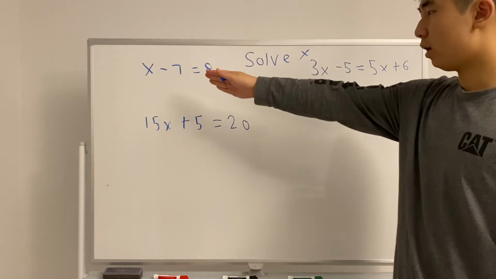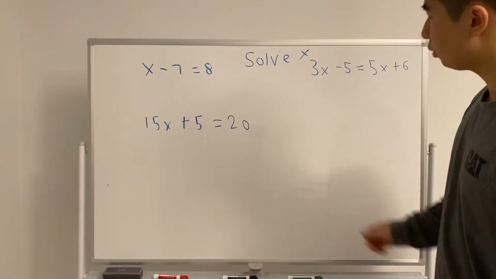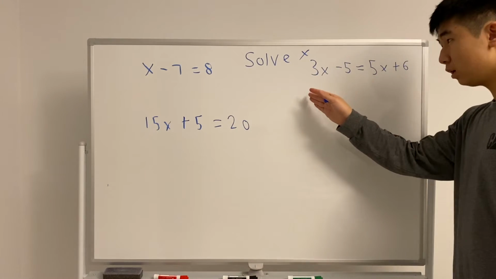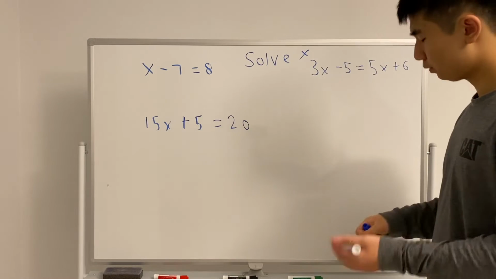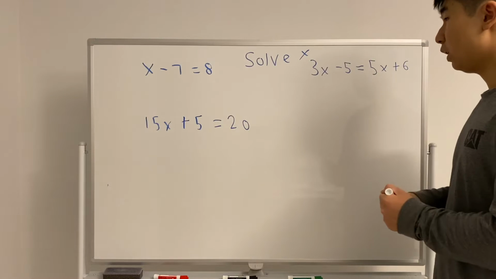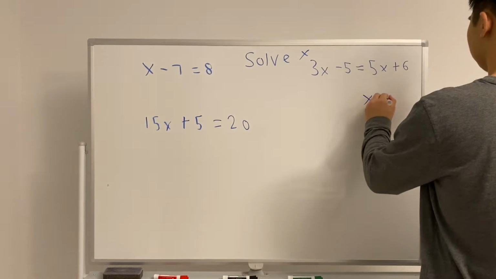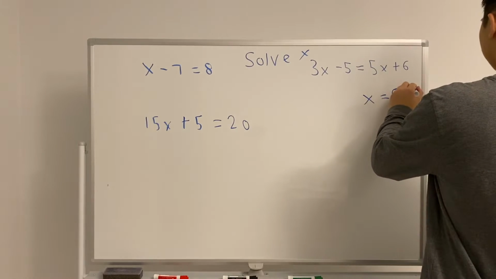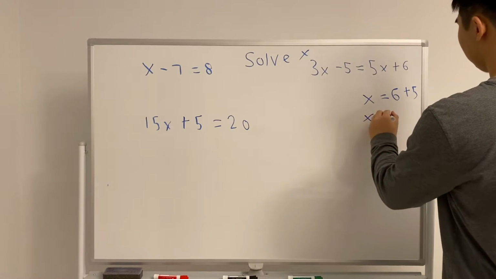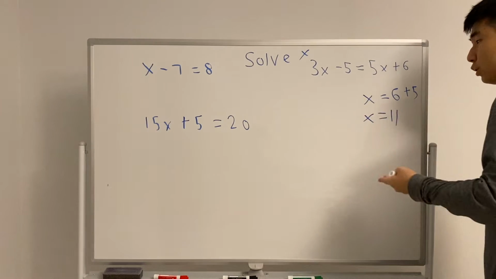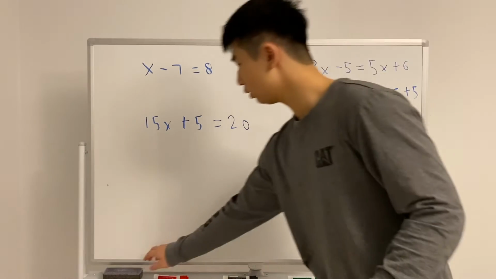So starting off with the top left one, x minus 7 is equal to 8. So when you want to solve for x, you want to be able to isolate x. So get x by itself. Because let's just say x is equal to 6 plus 5. What is x? Simple. x is equal to 6 plus 5, which is 11, right? So if we can isolate the x, we know what x is, right?